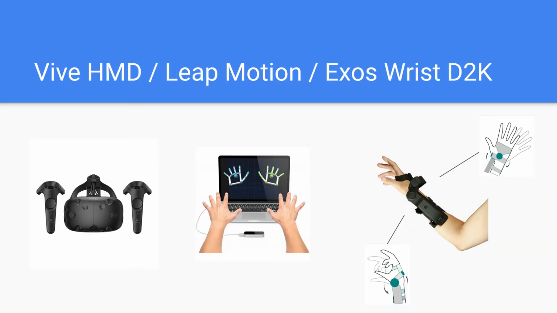Here you can see that we also used Leap Motion to track the hands, so we could make a more accurate simulation. Here we have the HTC Vive, which is the VR device we used, but it could be any. We have Leap Motion for the hand tracking, and we have the Axon-VR wrist device, which is a haptic device that simulates the rotation movement on the wrist.